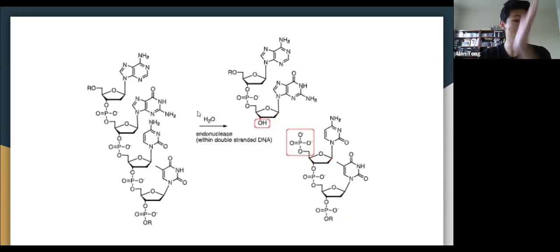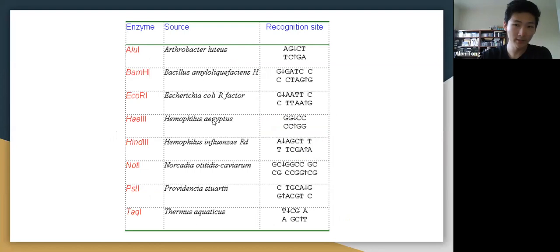Of course, this is only showing one strand, right? This is a double strand of DNA, so this is only showing one, but on the other side it's also happening. There's also that cleavage of the phosphodiester bond. Okay, let's move on. Here's just a table. You can just Google these up. They have entire lists of these online that you can choose from.